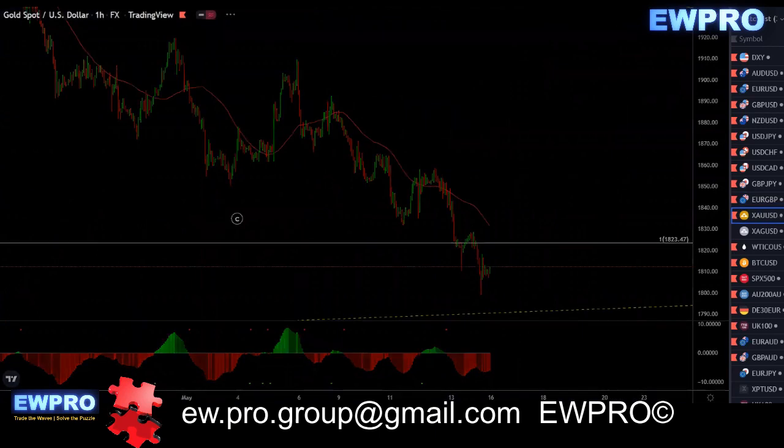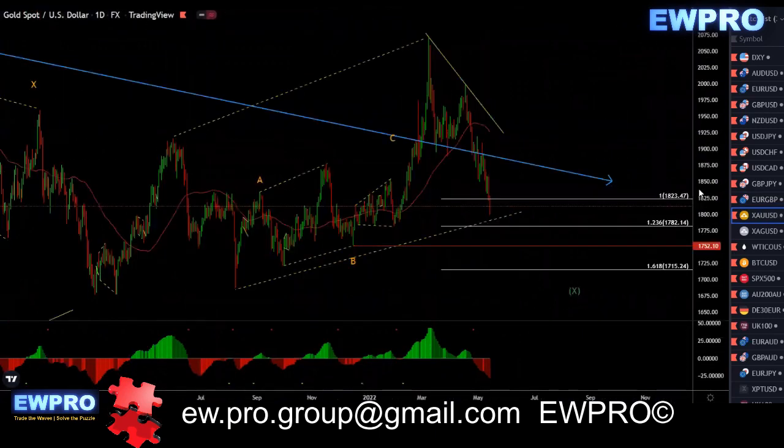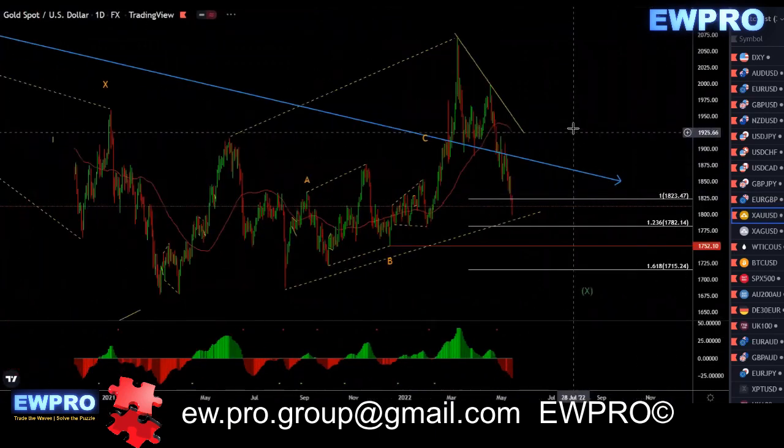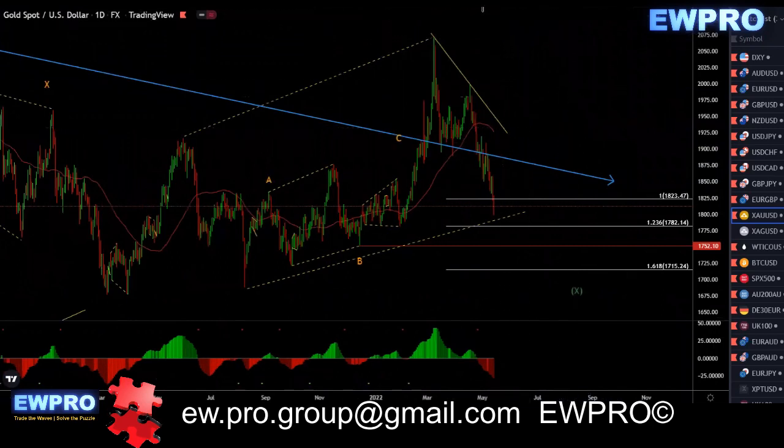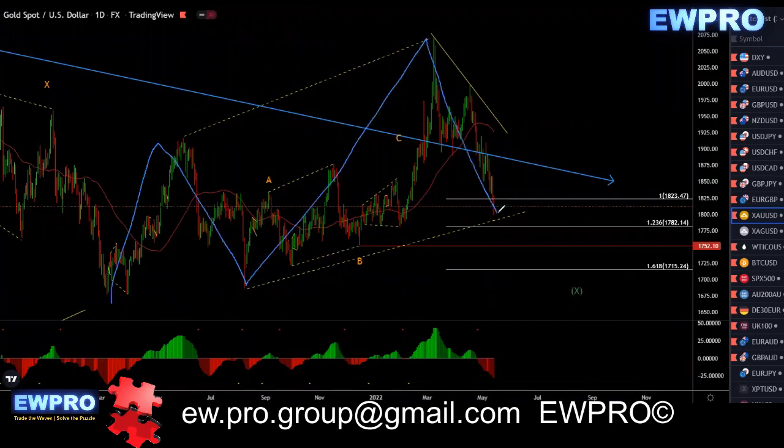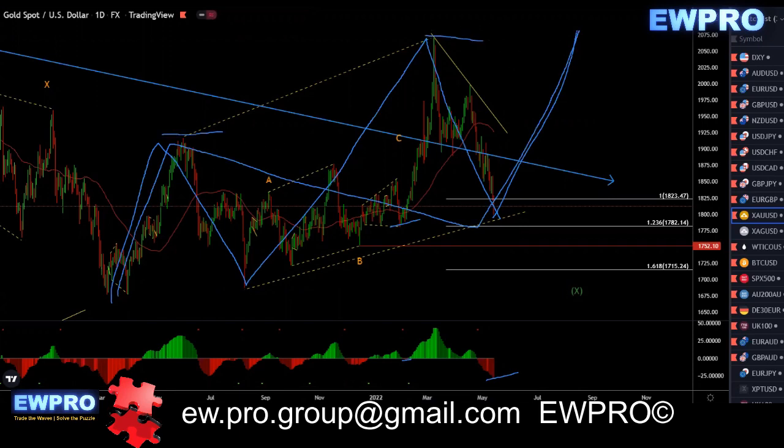Looking at gold on the daily. So we're looking for this A, B, C. Now we've nearly come back to that 100 fib. We got a bull hidden here. So this can give us that A, B, C up, breaking that top, or at least going and breaking that top.